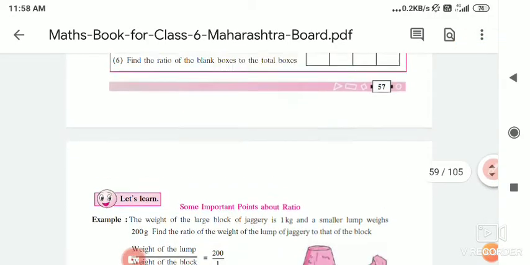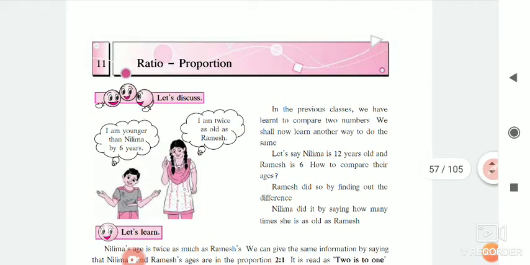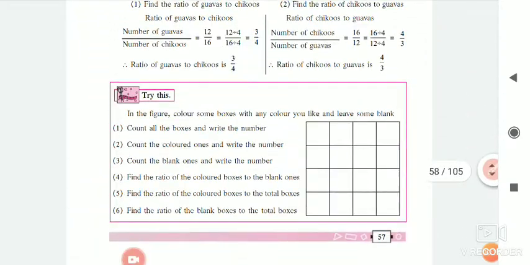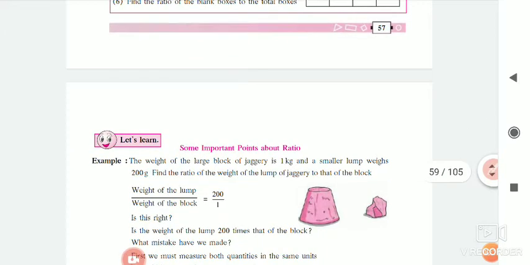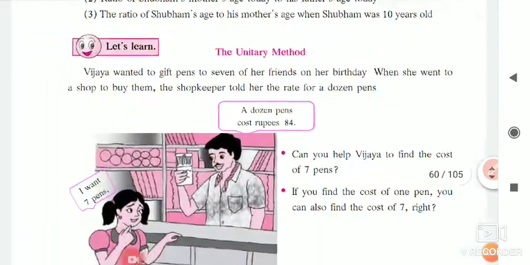Lesson number, which is the ratio and proportion, lesson number 11. Under this, today we will see the next part of our lesson, and that is a new method we are understanding today. That method is called the unitary method. For that, we will see the activity which is given in our textbook.